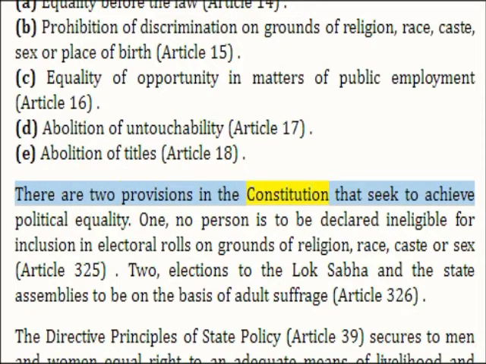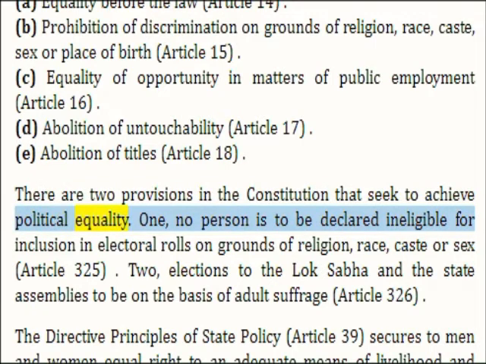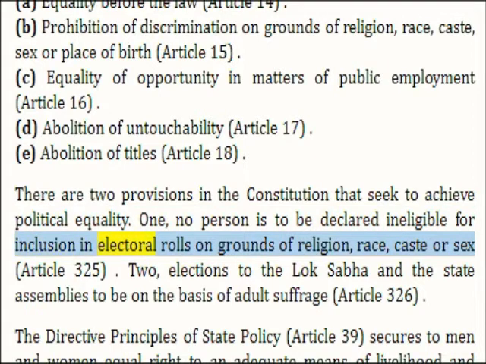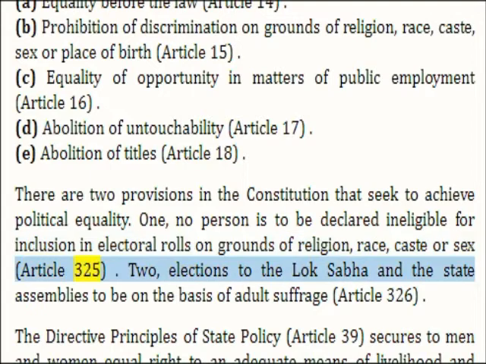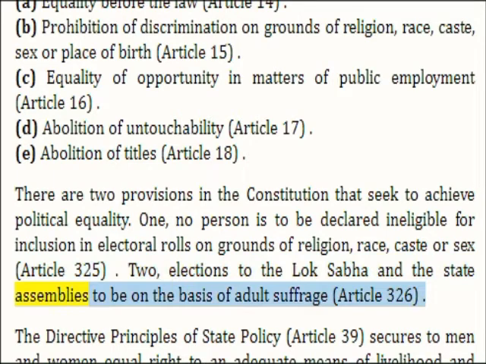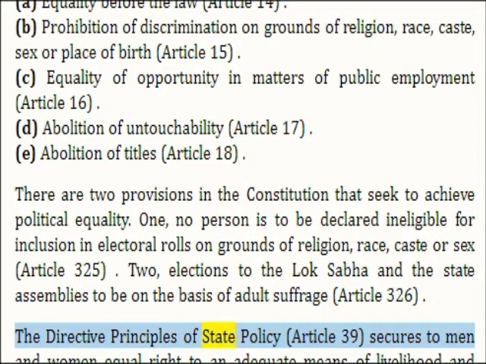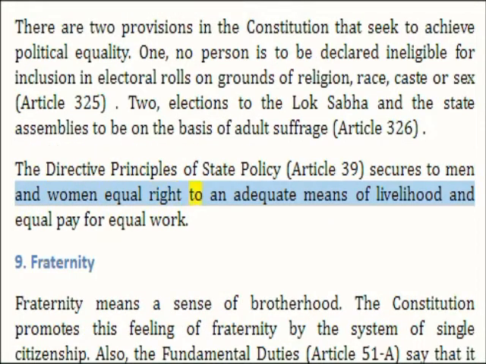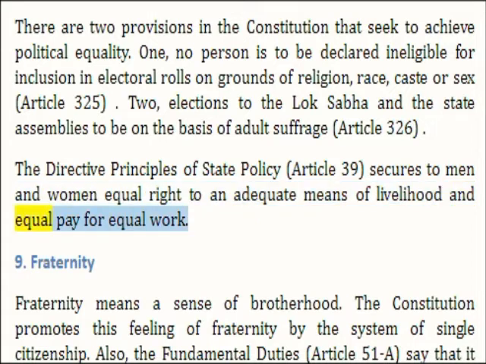There are two provisions in the Constitution that seek to achieve political equality. 1. No person is to be declared ineligible for inclusion in electoral rolls on grounds of religion, race, caste or sex, Article 325. 2. Elections to the Lok Sabha and the state assemblies to be on the basis of adult suffrage, Article 326. The Directive Principles of State Policy, Article 39, secures to men and women equal right to an adequate means of livelihood and equal pay for equal work.